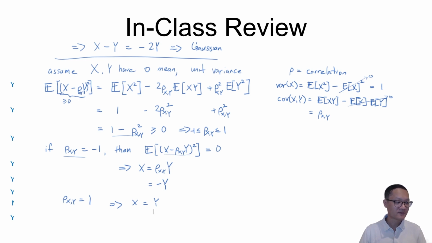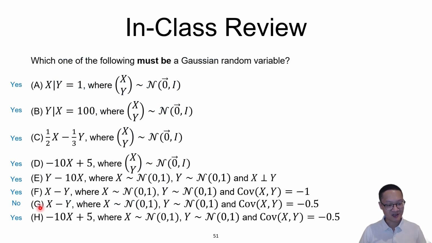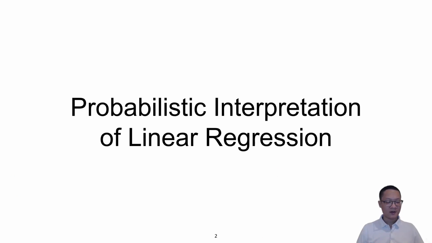Okay, so this was kind of an aside on part F. This is a kind of trick question, but I wanted to use it so that I can show you a little bit about the basics of correlation. And finally, with the probability review out of the way, we can now revisit linear regression from a probabilistic perspective.